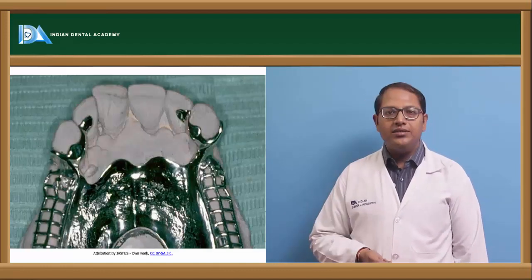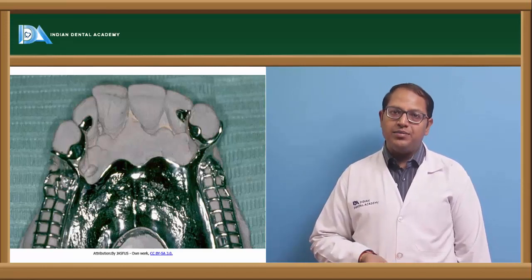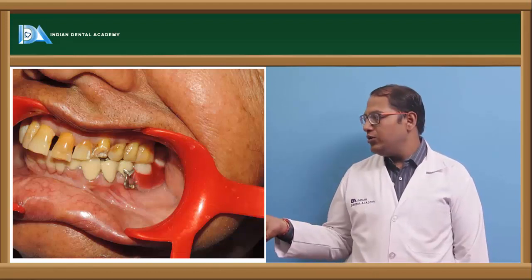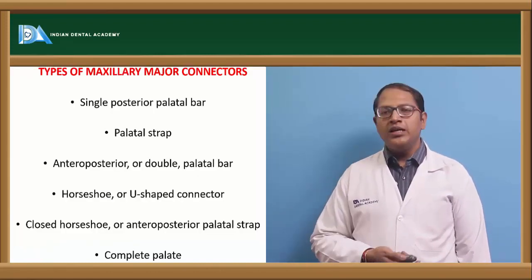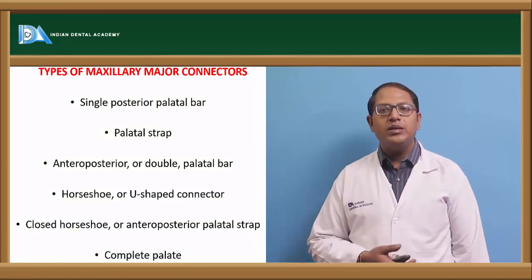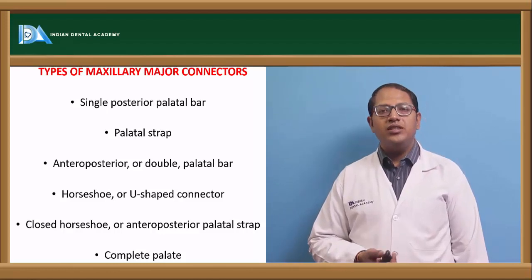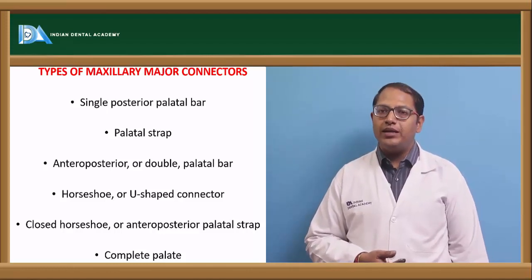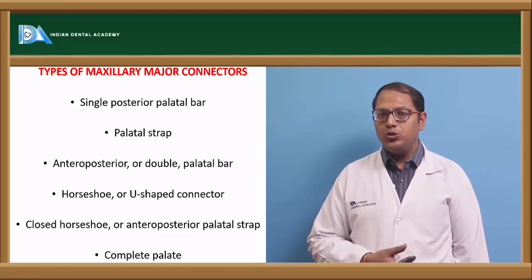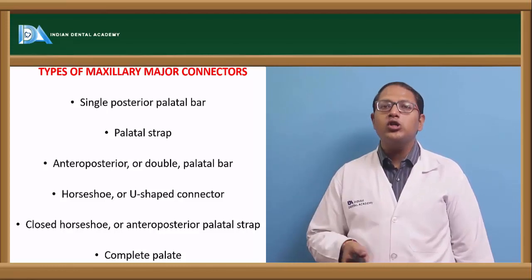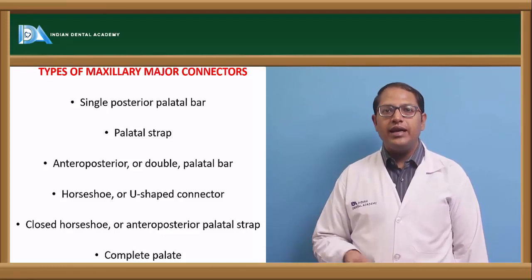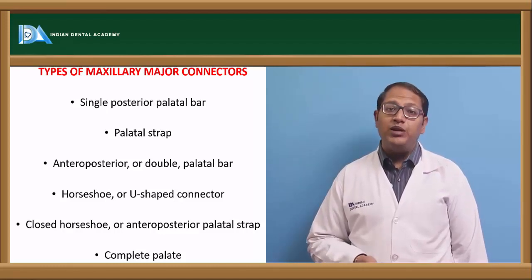So this is a major connector. We can see the part on the palate, that is a major connector. This is a major connector of the lowers, the mandibular section. Now we need to see the different types of maxillary major connector. There are different types like single posterior palatal bar, palatal strap, anterior posterior double palatal bar, horseshoe or U-shaped connector, closed horseshoe-shaped connector, or complete palatal coverage. The picture we saw earlier was an example of complete coverage.